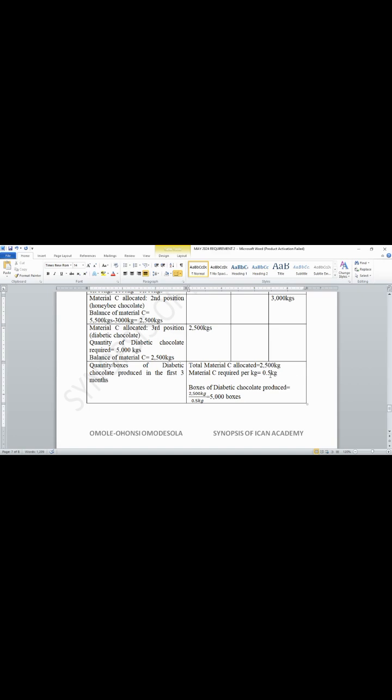And we need 0.5 kg per box. You understand? So the number of boxes that we can produce is only 5,000 boxes. So the number of boxes we can produce and sell per month is what? 5,000 boxes. So we can only produce and sell 5,000 boxes. Do you get?